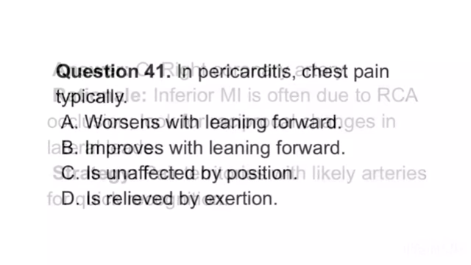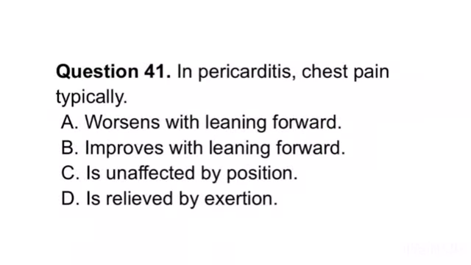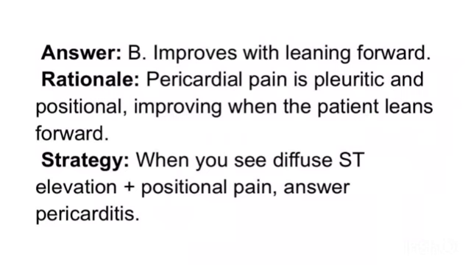Question 41. In pericarditis, chest pain typically A. Worsens with leaning forward. B. Improves with leaning forward. C. Is unaffected by position. D. Is relieved by exertion. Answer: B. Improves with leaning forward. Rationale: pericardial pain is pleuritic and positional, improving when the patient leans forward. Strategy: when you see diffuse ST elevation plus positional pain, answer pericarditis.